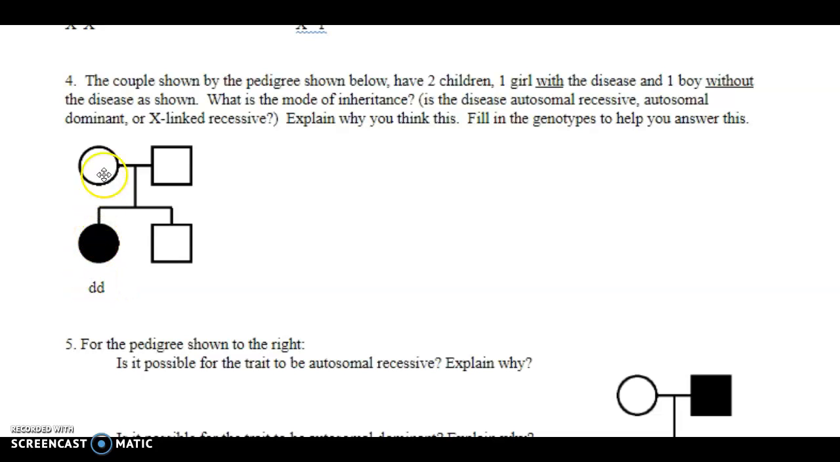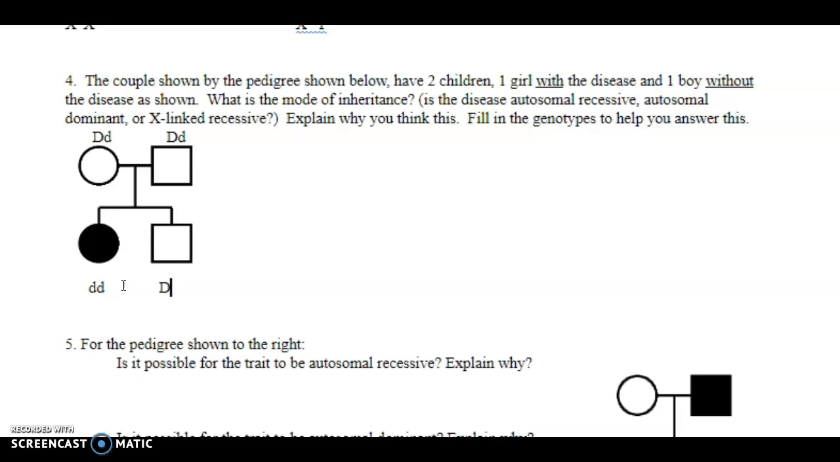She had to get a little d from mom, and she had to get a little d from dad. But neither one of them are showing the trait, so we know they have to have a big D. And now we know that they have a little d also because they passed it on to that daughter. So mom would have to be big D, little d, and dad would also have to be big D, little d.